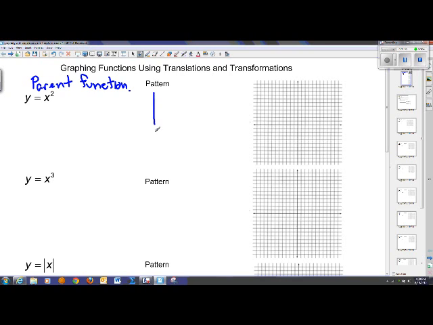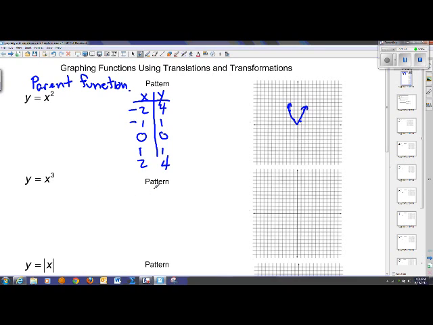Now, under each one of these, I'm going to list the pattern of what happens with y equals x squared. So in general, for the parent function, if I plug in the following values for x, I get out the following values for y. And if I was to graph that, the parent graph of this looks something like so. So parabola, okay?